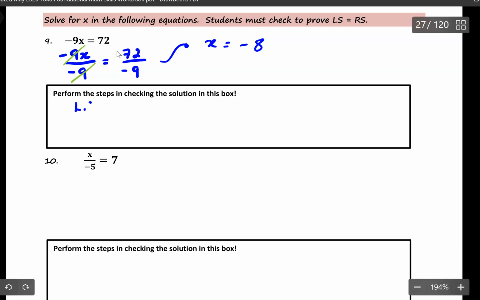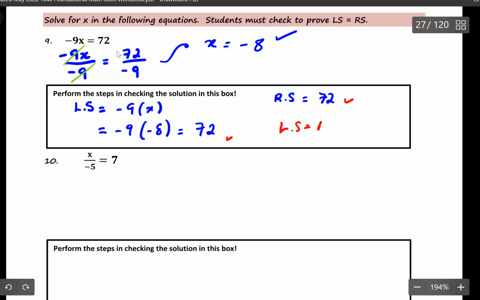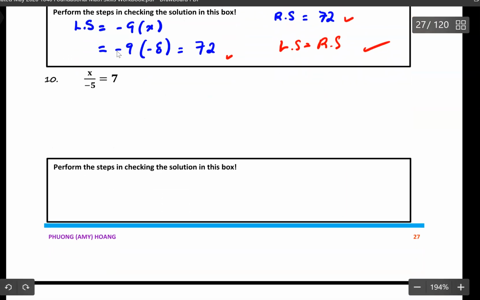Okay, so let's perform the step to check if we have the correct solution or not. I will list my left hand side. The left hand side is negative 9 times x. I got x as negative 8, so I put negative 9 times negative 8. It should give me positive 72. Then you list your right hand side. The right hand side is in fact equal to 72 as well. So in this case, you have the left hand side equal to the right hand side. Therefore, your solution is correct.